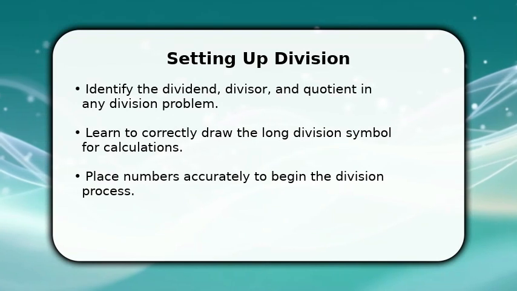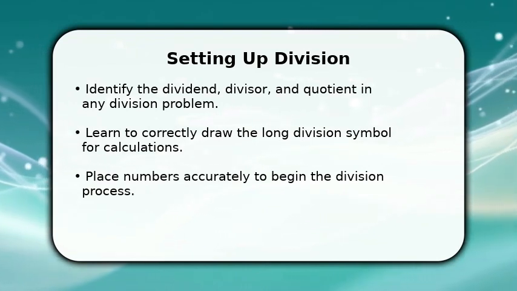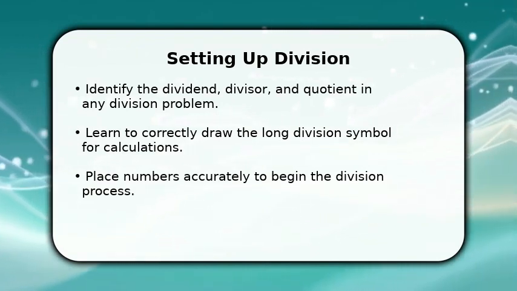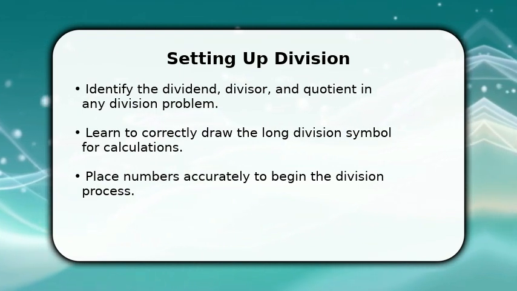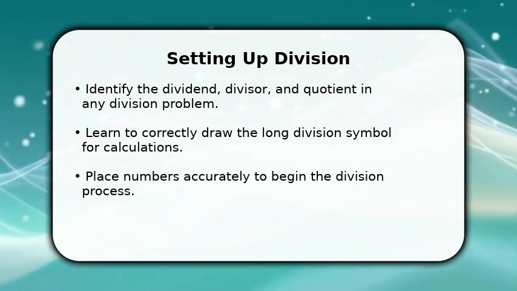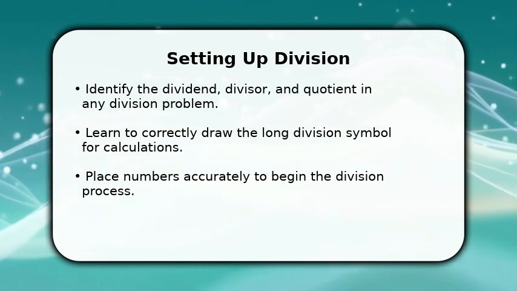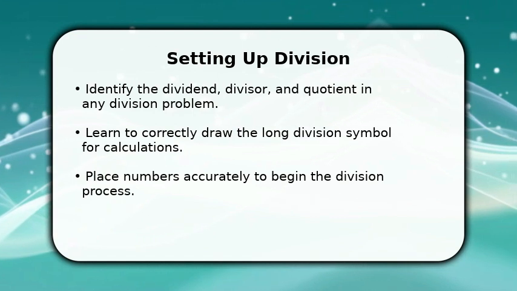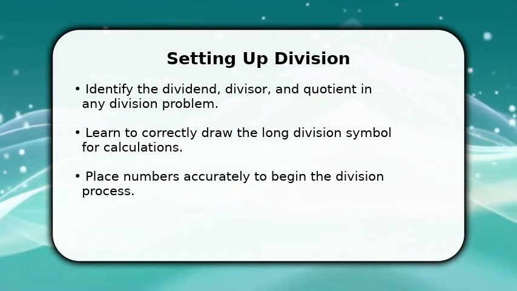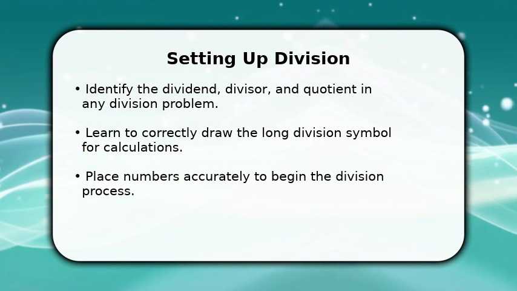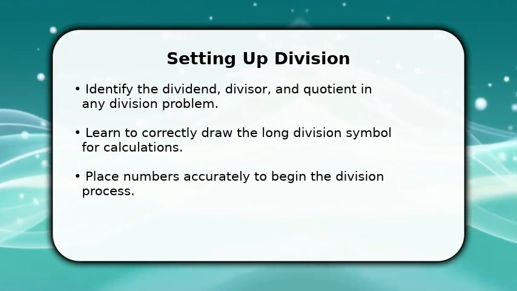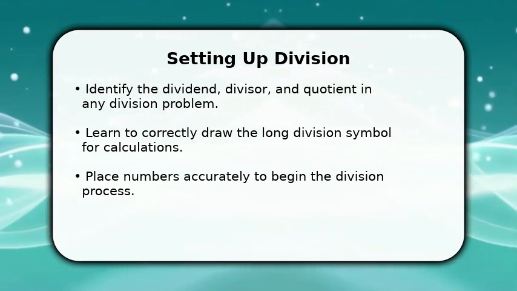In this video, I will explain how to set up division. First, understand that division involves three main parts: the dividend, divisor, and quotient. The dividend is the number being divided, the divisor is the number doing the dividing, and the quotient is the answer. Learning to correctly place these numbers is the first step to solving any division problem efficiently.